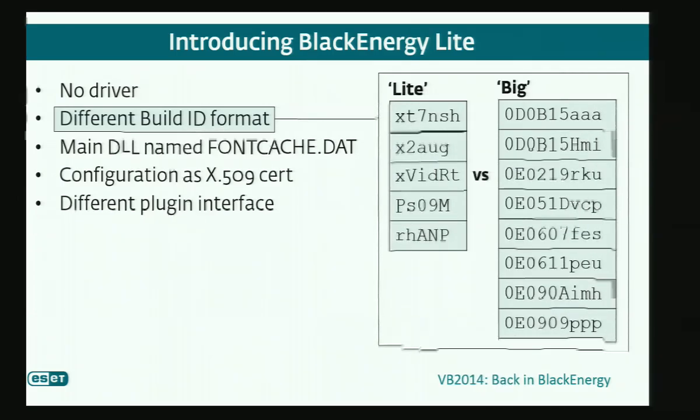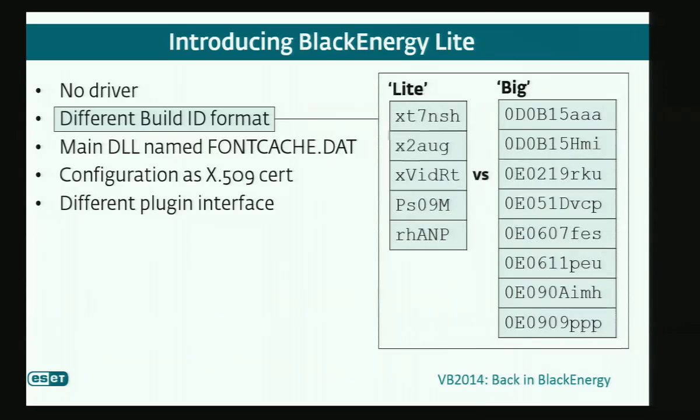Is anybody able to interpret these version IDs, version numbers for the big BlackEnergy? What they could be? Okay, let me give it away. They're basically timestamps. So D13, these samples were built at the end of last year. Then the other ones are from this year, 2014.